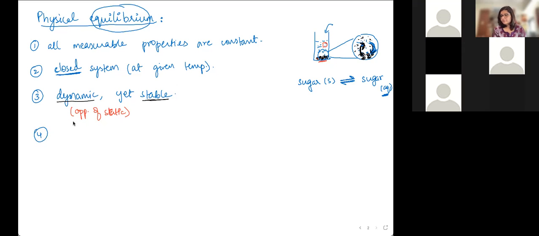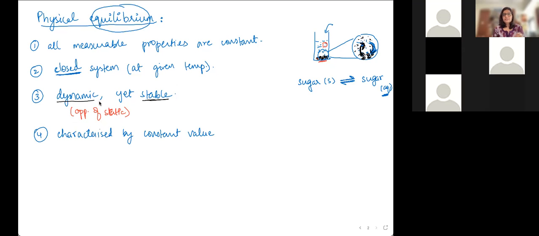Next, fourth point, it is characterized. Okay, this is a good one. So it is characterized by... Ma'am, could you explain the sugar example with the dynamic distinguishing?